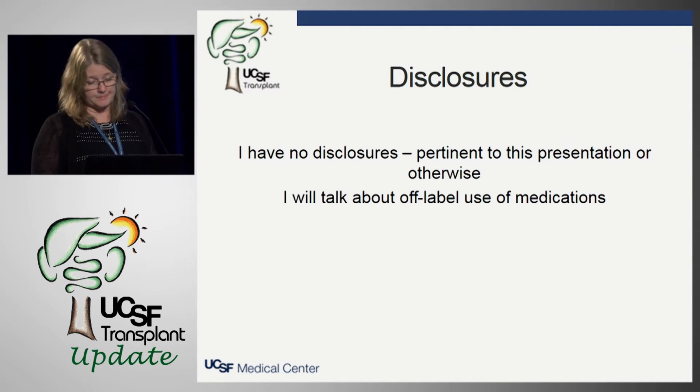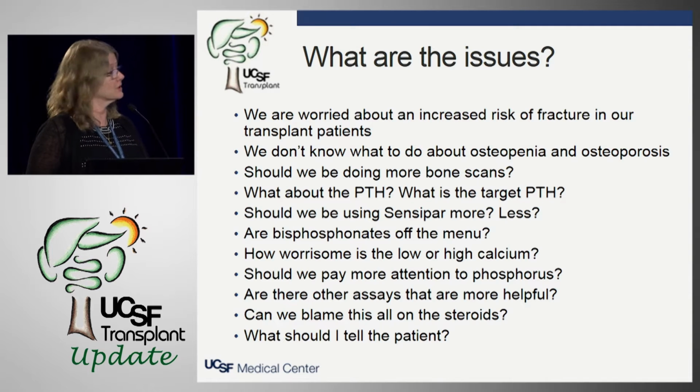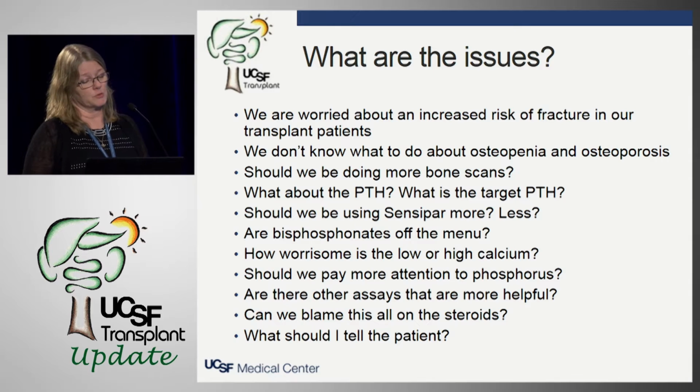I will talk about off-label use of medications. So what are the issues? They're several-fold. One, we're worried about increased fracture risk in our transplant patients. We all know that they have an increased fracture risk, and it's a problem. We don't know what to do about osteopenia and osteoporosis.